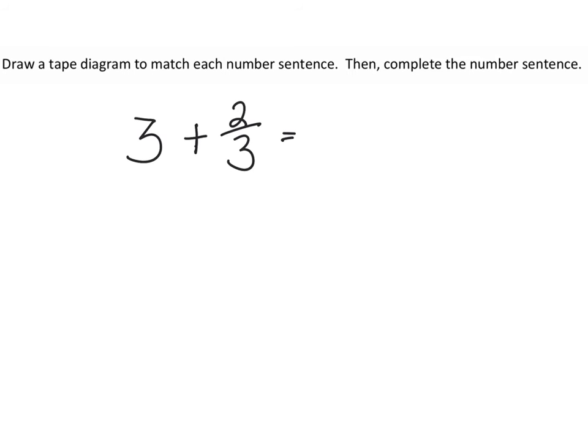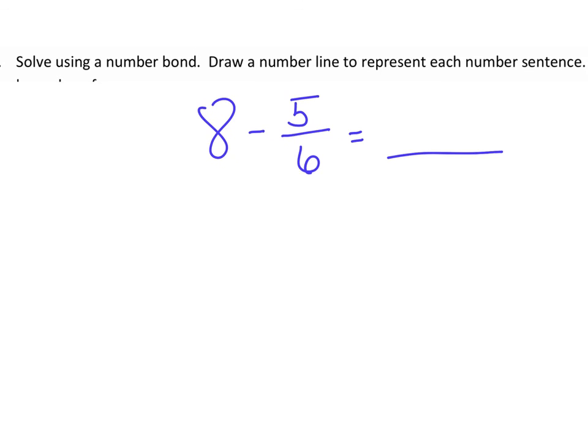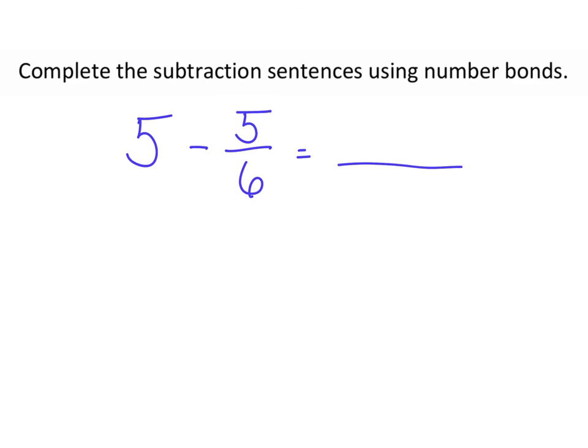Draw a tape diagram to match each number sentence, then complete the number sentence. So I want to see tape diagrams to represent this problem, and I want to see your work tomorrow. Of course I do. Next one, solve a number bond and draw a number line to represent this number sentence. And, of course, I want to see your work tomorrow. And your last one, you're not going to use any number line or tape diagrams. Just going to use those good old number bonds. Solve 5 take away 5/6. And bring your work in tomorrow.